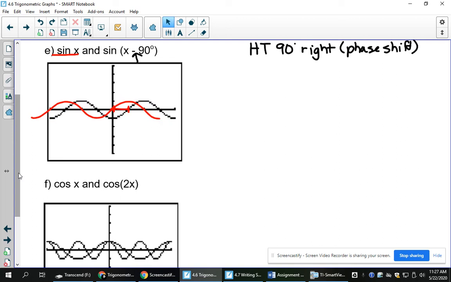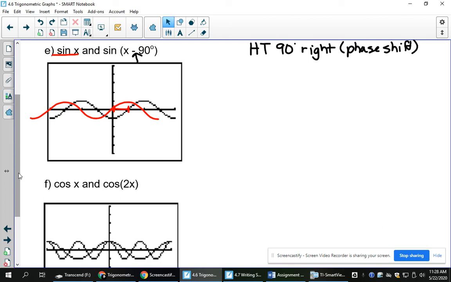So here's your sine x. Here's your sine x minus 90. So if you were to graph this in your calculator, the mode is very important. That has a degree sign on it, so you're only going to see this in your calculator if you put it in degree mode.